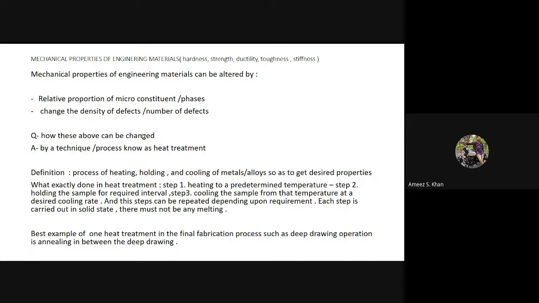So the main technique is a process known as heat treatment. Heat treatment is a process which can modify the relative proportion of microconstituents, or it can modify the number of defects. Defects means dislocations or grain boundaries, like that. Now, what is the definition of heat treatment? Heat treatment can be defined as a process of heating, holding, and cooling of metals and alloys so as to get desired properties. That means heat treatment involves heating, holding, and cooling the metals, right?